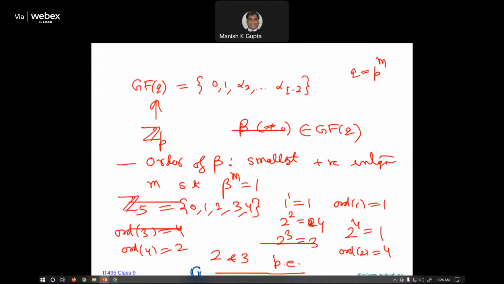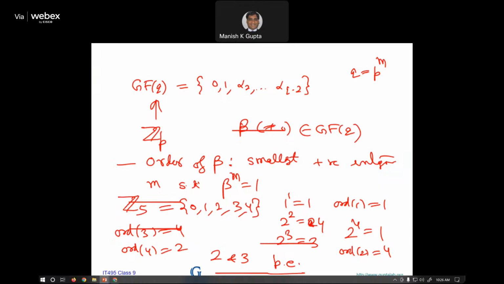Now there are certain definitions. Suppose beta is a non-zero element in the field with Q elements. I'm taking any element of 0, 1, alpha 2, up to alpha Q minus 2. You can also write all these elements as powers of alpha, if you remember. In the case of GF4, it is 0, 1, alpha, alpha square, and alpha cube turns out to be 1. Those things were there.